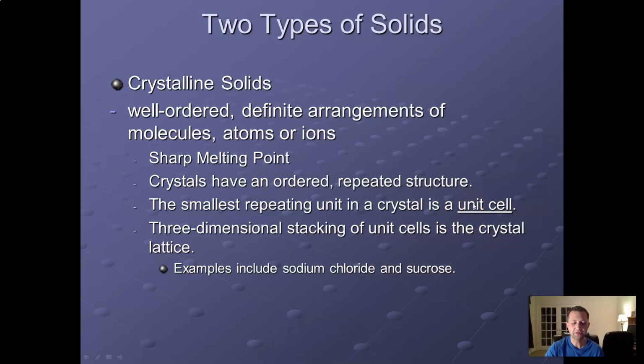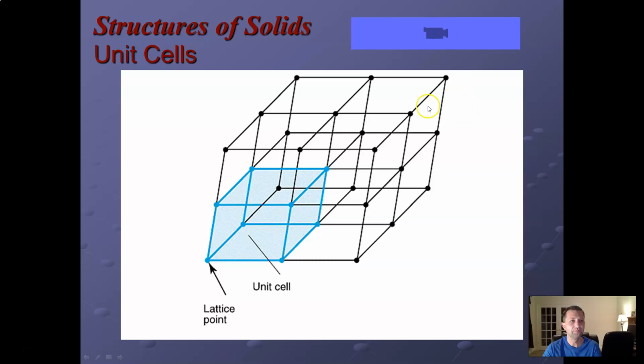I have a picture of that coming up. And you get a 3-dimensional stacking of these, so you get some really neat crystal lattice structures. A lot of that isn't part of the AP Chem curriculum, but it could be a little confusing, but also really cool to see how some of these ionic compounds come together and how the particles organize themselves and make that crystal lattice. It's pretty neat. I already mentioned sodium chloride. Sucrose, sugar, is another example of a crystalline solid. Again, it's what we typically think of when we think of solids.